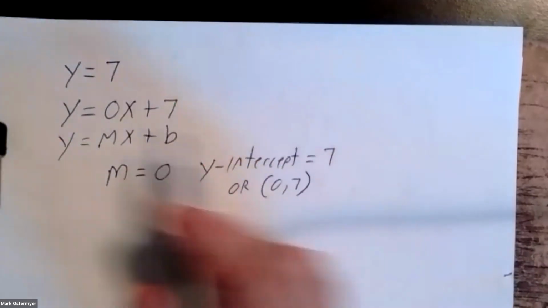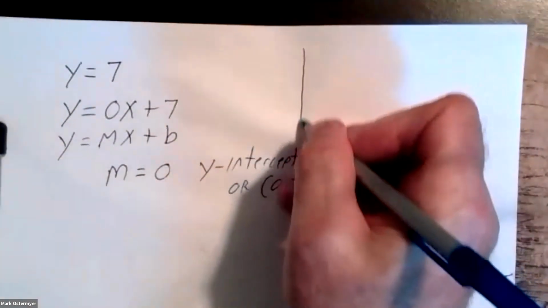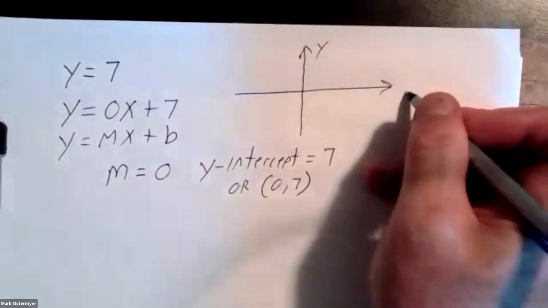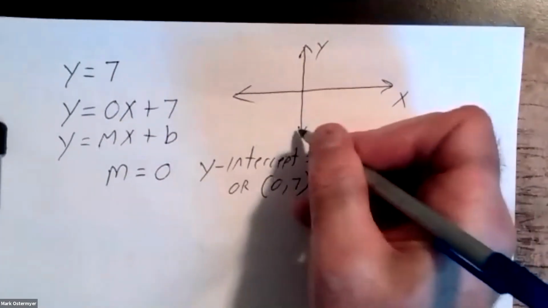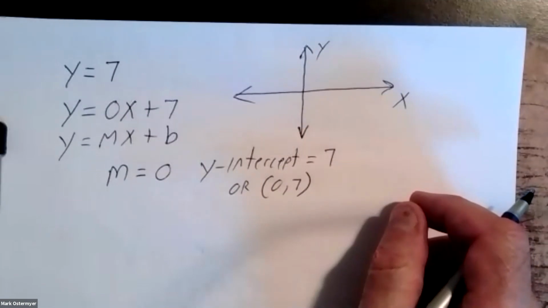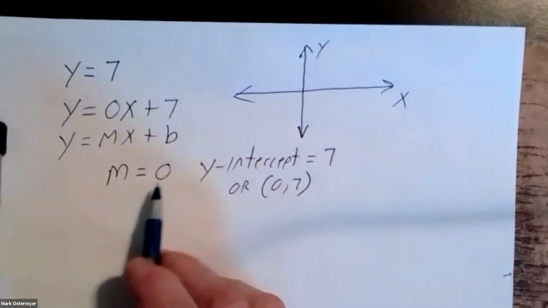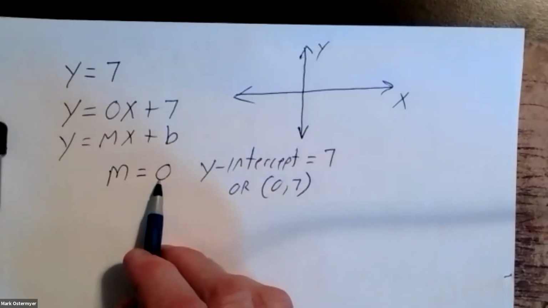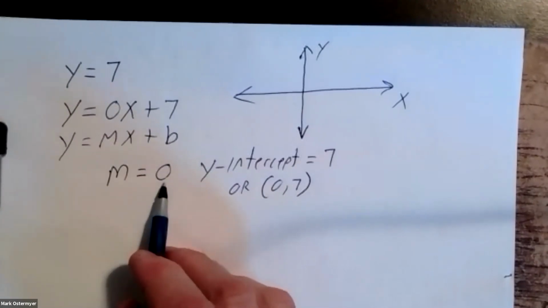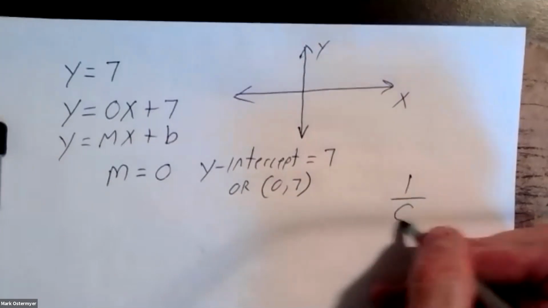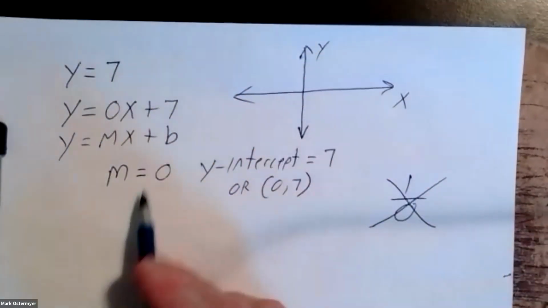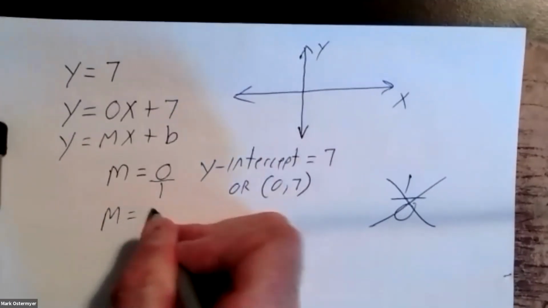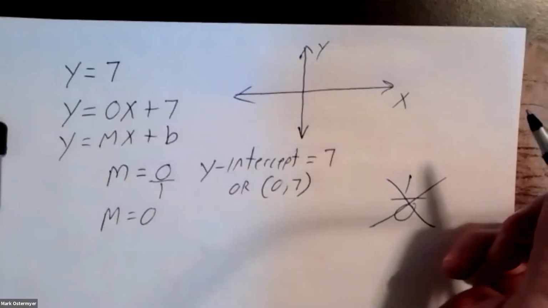So what kind of a graph would y equals 7 be? What kind of a line has a 0 slope? Do you remember? Undefined? No, undefined slopes are for vertical lines. This slope is defined. It's called 0. 0 has a place on the number line. 0 is defined. It's not 1 divided by 0, which is undefined. This is 0 divided by 1, or 0.